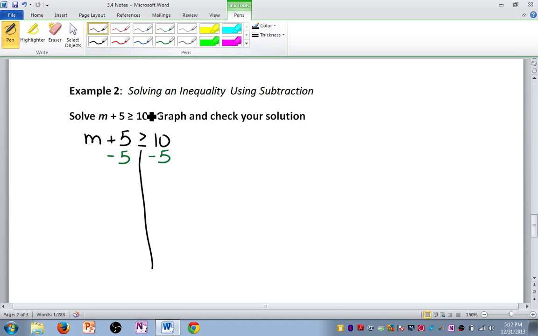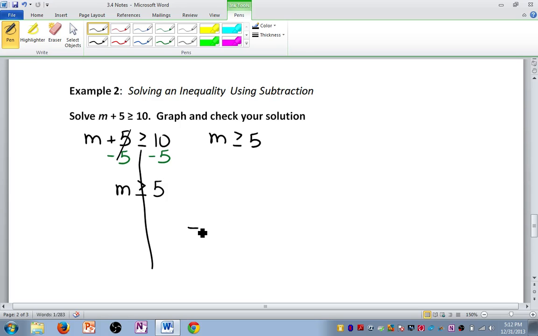And what happens there is this cancels out. I now have left over here m. Instead of an equal sign, I have my greater than or equal to, and then 10 minus 5 is 5. So my solution for this inequality is m can be greater than or equal to 5.